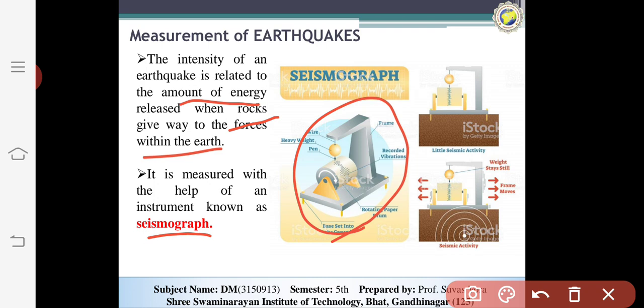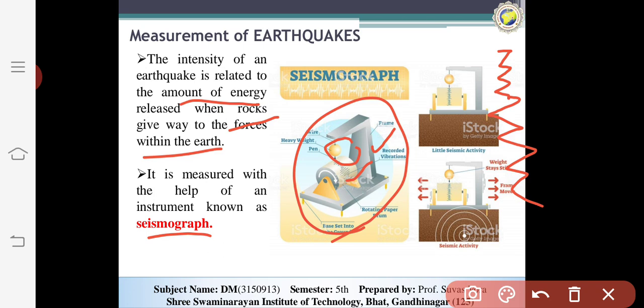So basically, you can see that there is one stand here, and one roller paper will be here, and one weighted ball is hung with a wire. When the earthquake starts, at that time there is the intensity and the maximum peak, and the earthquake arises heavily.